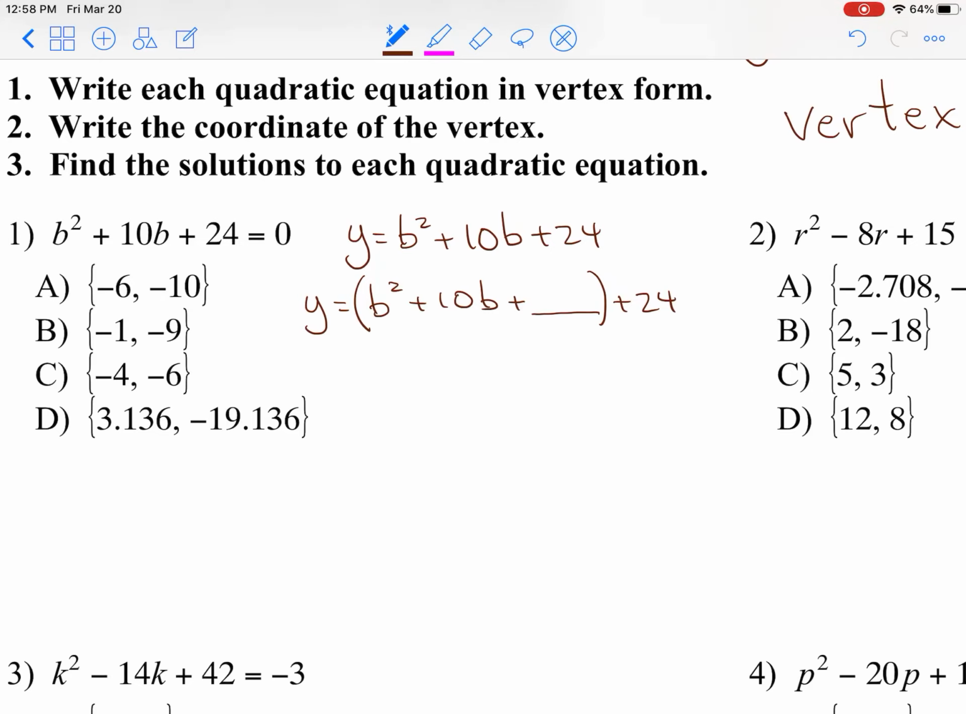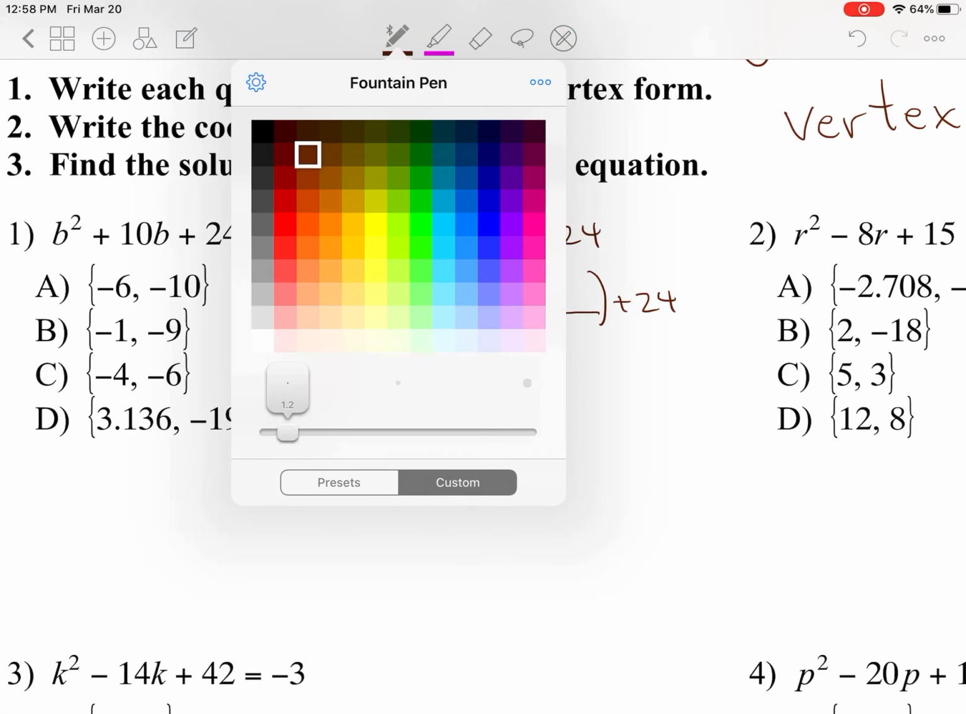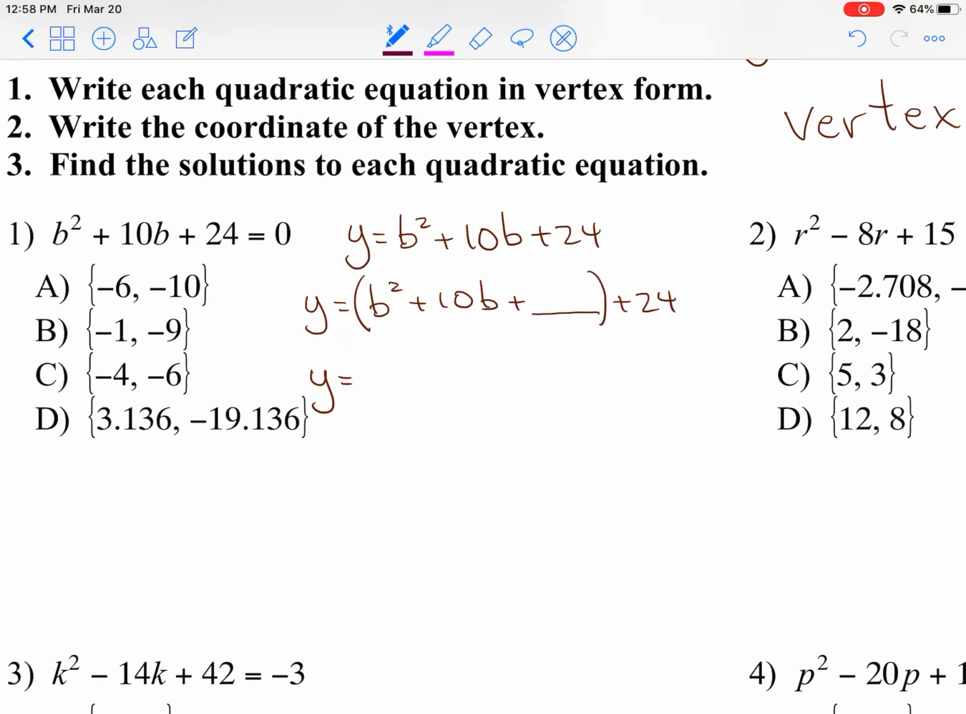So remember from our previous lesson, to complete the square, we take half of the middle term, and then we square that number, and that's what we put in the blank where we've added. So half of 10 is 5, and 5 squared is 25.